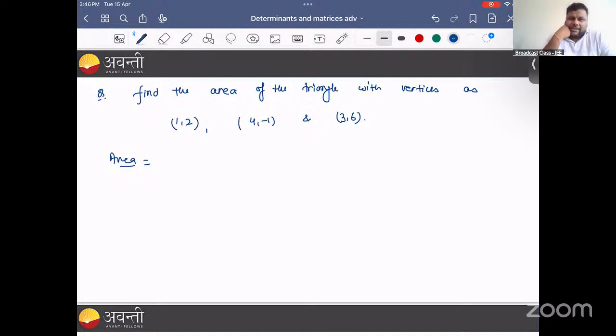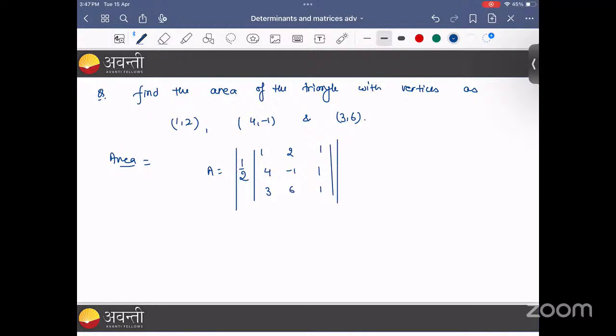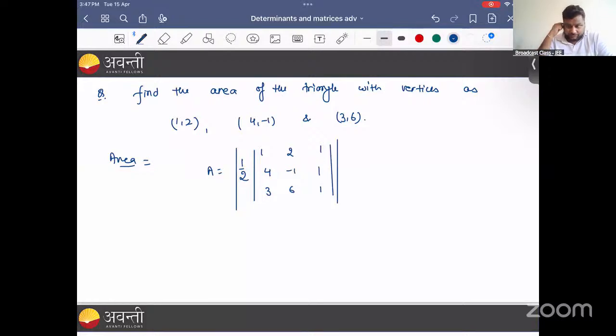Yes, quickly tell me area of the triangle. Half of determinant 1, 2, 1, 4, minus 1, 1, 3, 6, 1. Yes or no? Yes, sir. So this is going to be the area. Have you calculated? Sir, 18.